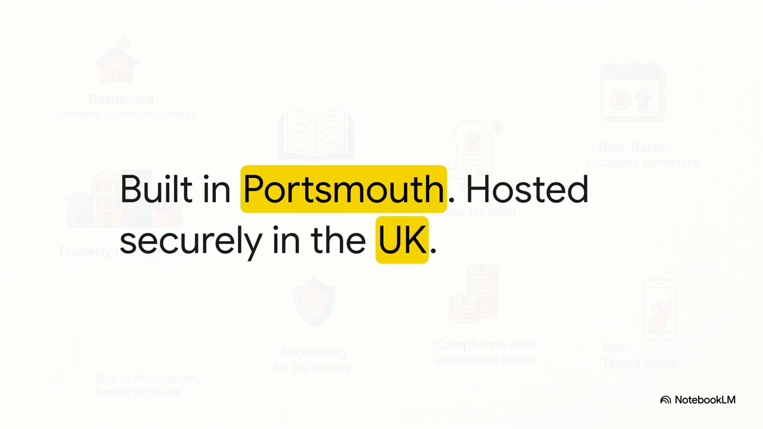If you notice the addresses mentioned, New Road in Portsmouth, Southsea, Fratton, Cawsham, they're heavily focused around the PO postcode area. That's because ShahoSuite is actually built right in Portsmouth and it's hosted entirely in the UK. For British landlords, this local focus provides a vital sense of security, data privacy, and trust. You're relying on a platform built by people who fundamentally understand the nuances of the UK property market.